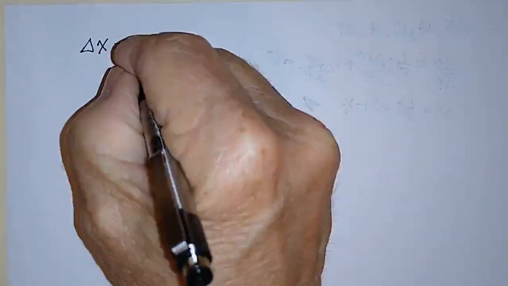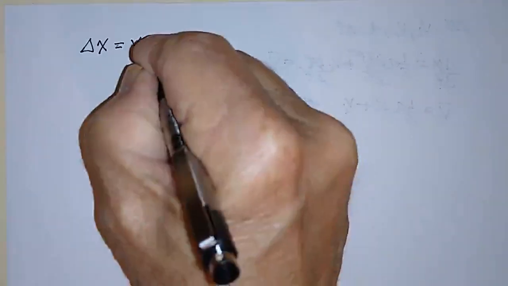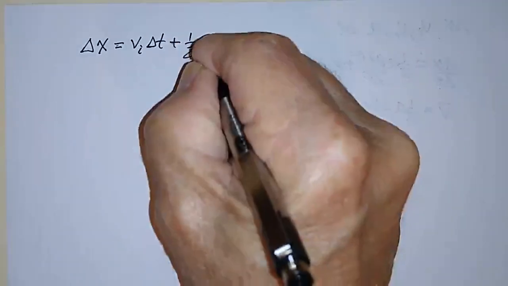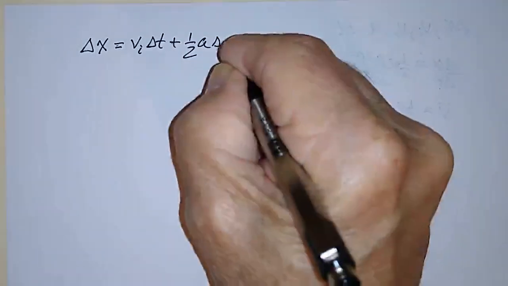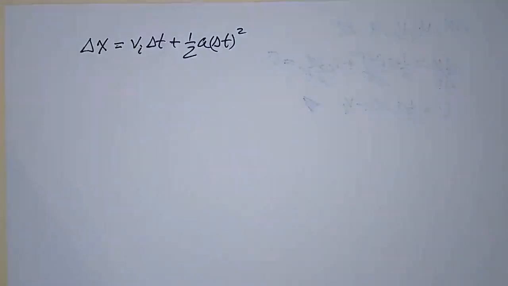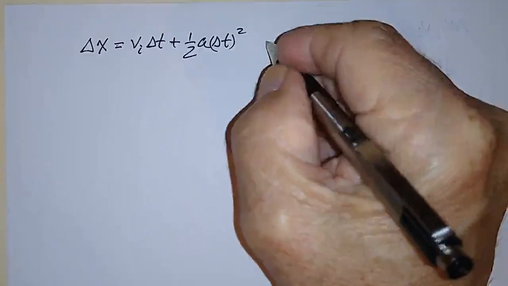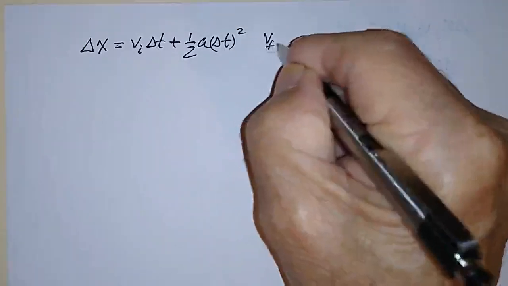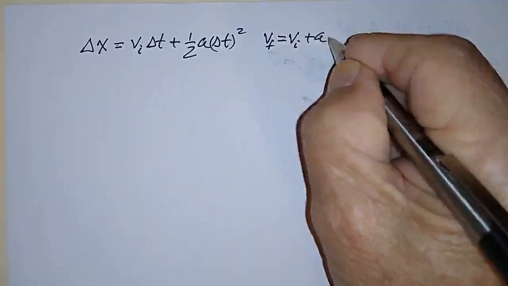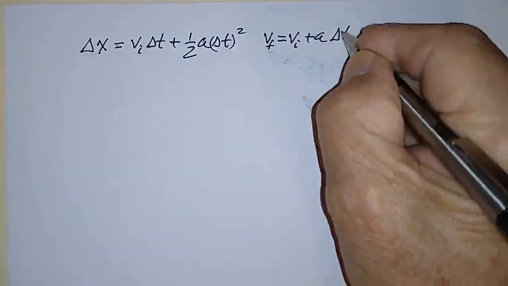Okay, in an earlier video, I showed that delta x is equal to v initial times delta t plus 1/2 a times delta t squared. I also showed earlier that v final is equal to v initial plus a times delta t.